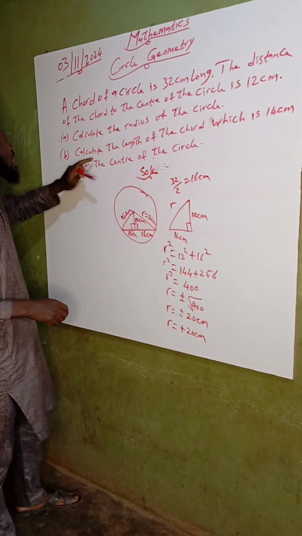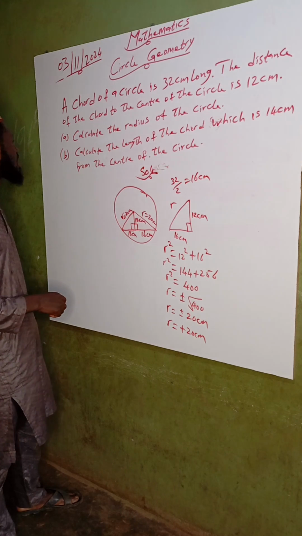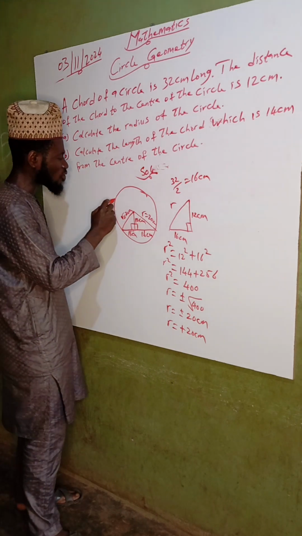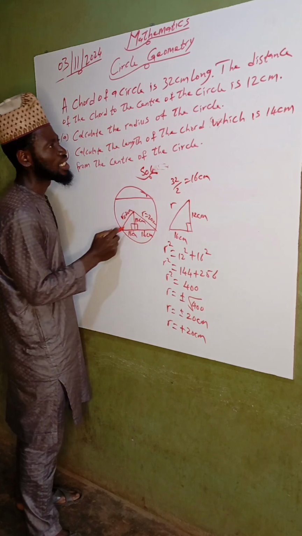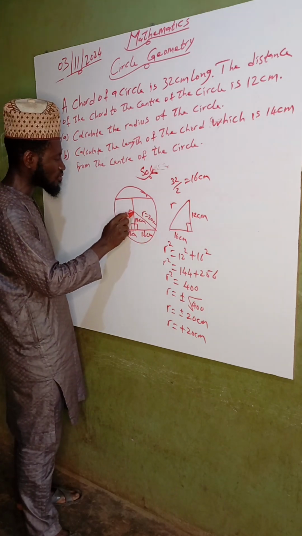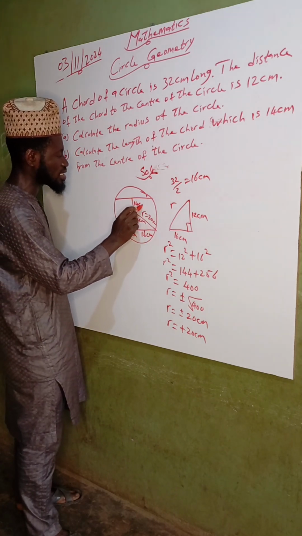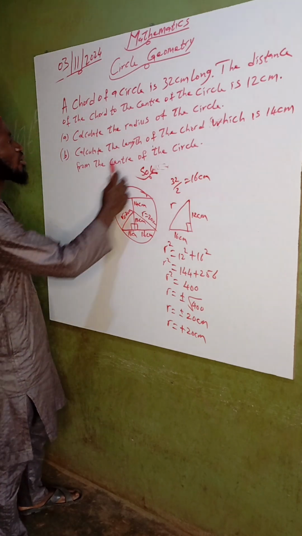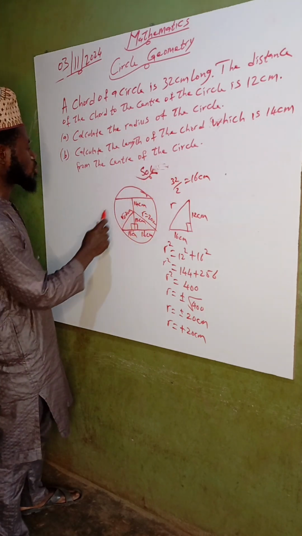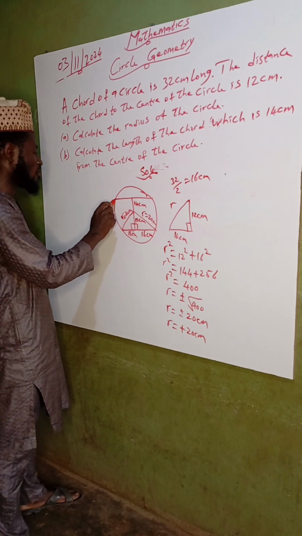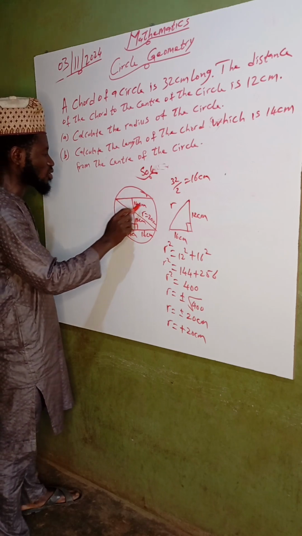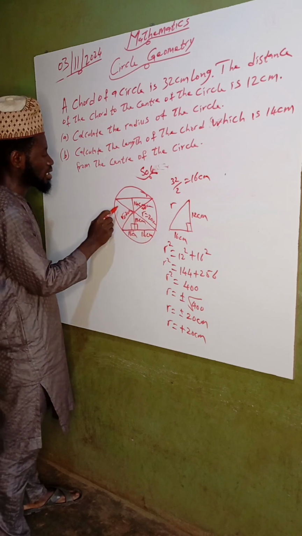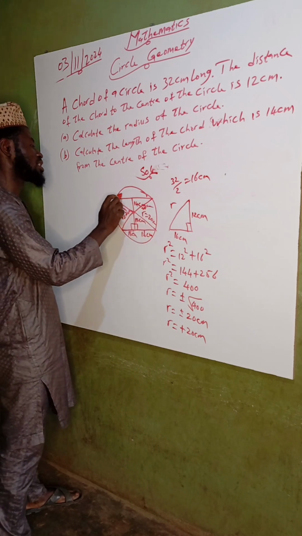The second solution is to calculate the length of a chord which is 14 centimeters from the center of the circle. Okay, we have to calculate the length of another chord. Let me have the chord like this. That chord is 14 centimeters from the center of the circle. So we are to calculate the length. And don't forget that the radii of a circle are the same. This is also 20 centimeters. Let me say this place is x.